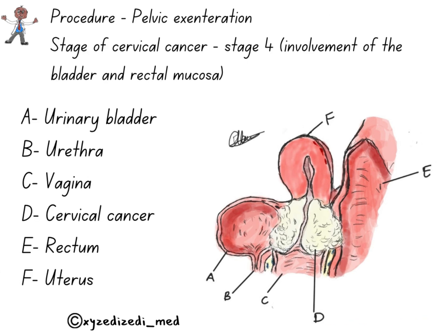Procedure: pelvic exenteration. Stage of cervical cancer: stage 4. Involvement of the bladder and rectal mucosa. A. Urinary bladder. B. Urethra. C. Vagina. D. Cervical cancer. E. Rectum. F. Uterus.